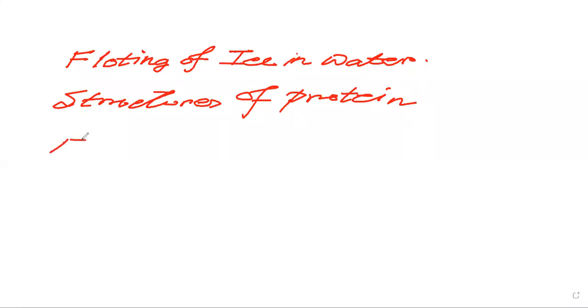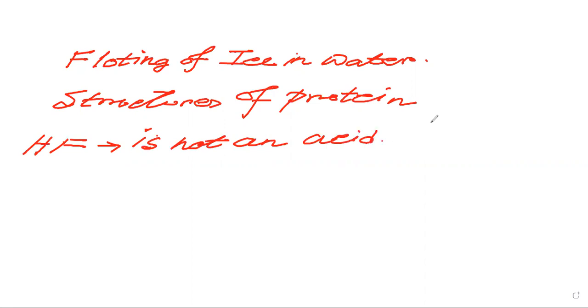HF. We know that HF is not an acid. And for all these phenomena, one thing is responsible, the hydrogen bond. Now, what is the hydrogen bond, and in which cases will we observe it? We will observe hydrogen bond when hydrogen is attached to oxygen, fluorine, or nitrogen.